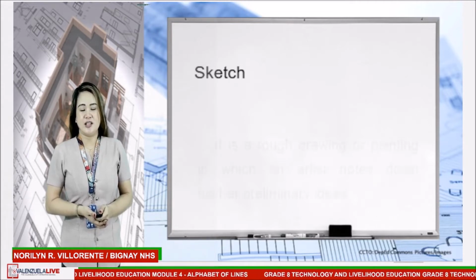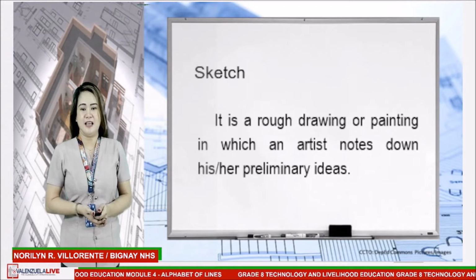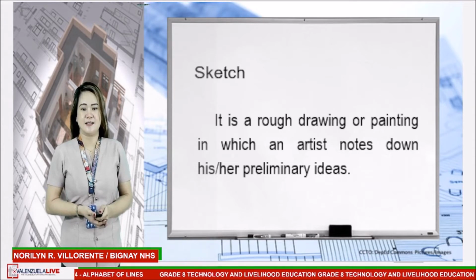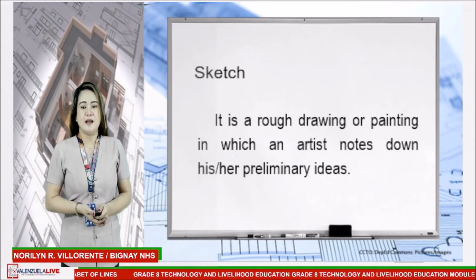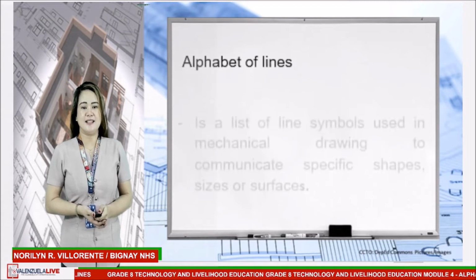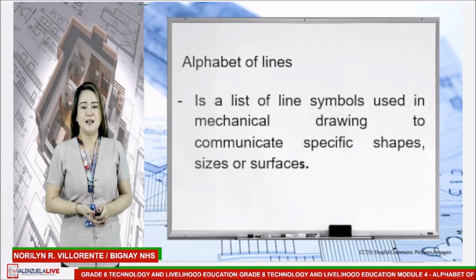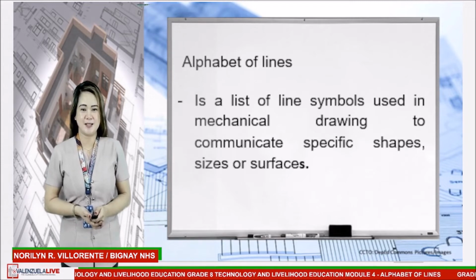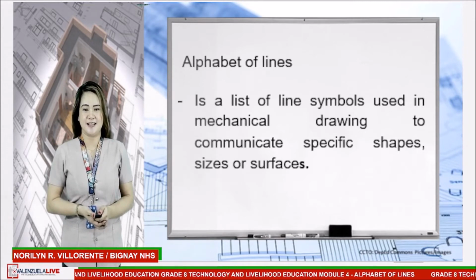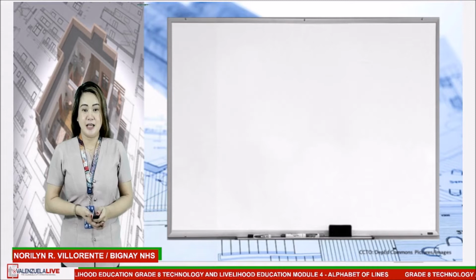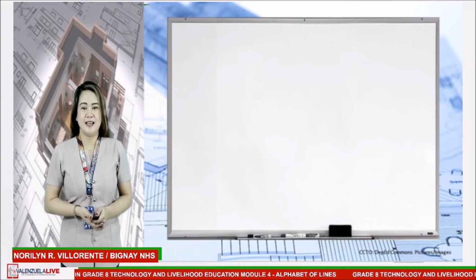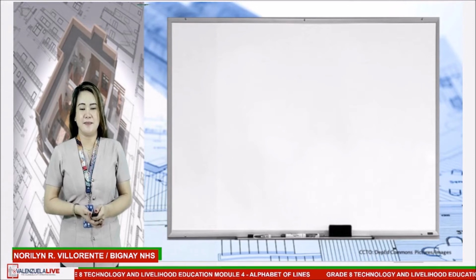A sketch is a rough drawing or painting in which an artist notes down his or her preliminary ideas. Alphabet of lines is a list of line symbols used in mechanical drawing to communicate specific shapes, sizes, or surfaces. Can you give examples of the different kinds of lines? Key in your answer in the comment box below.